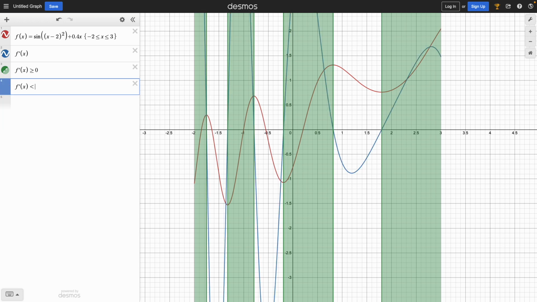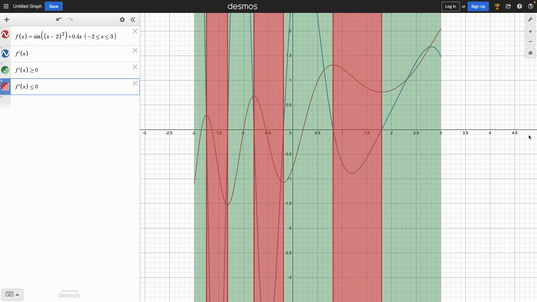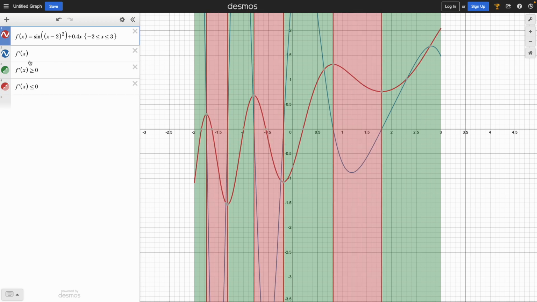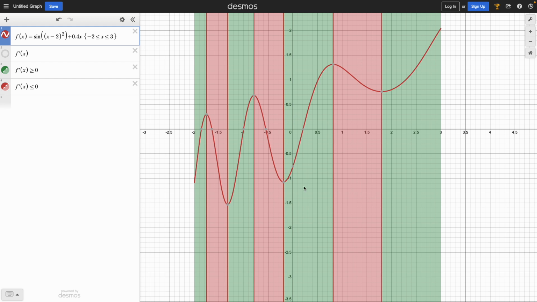So now I'm going to find the regions where this red curve, my f function, is decreasing. Within these red shaded regions, f of x has a negative first order derivative value, so the function is decreasing within these intervals. What else? I can also find the concave and convex regions of f by computing the second order derivative.